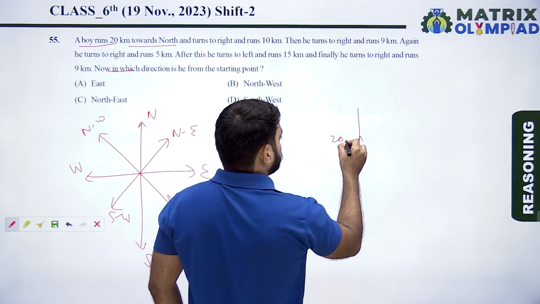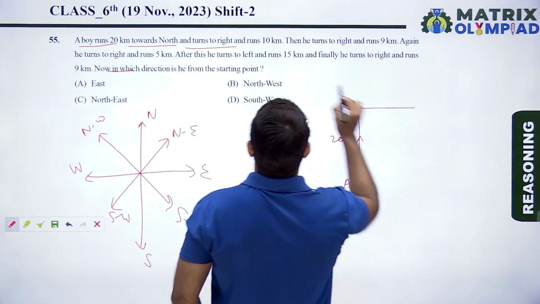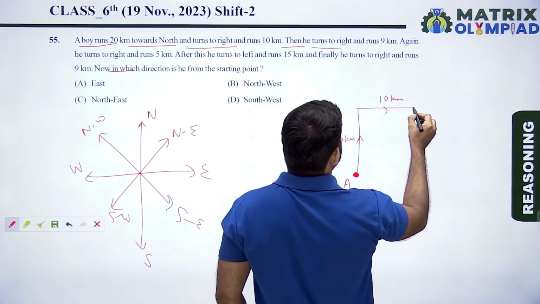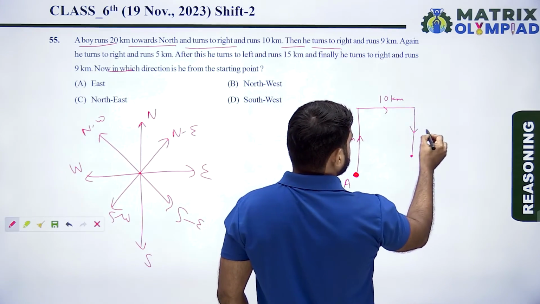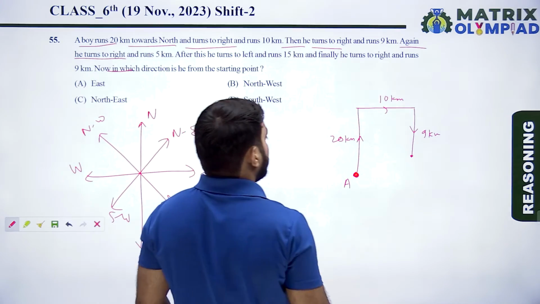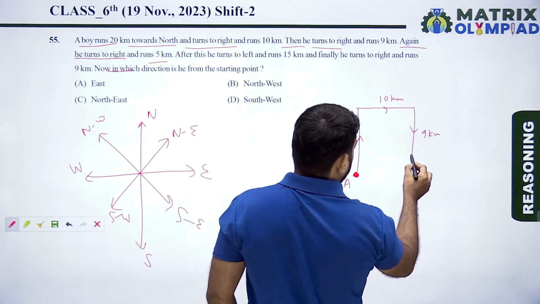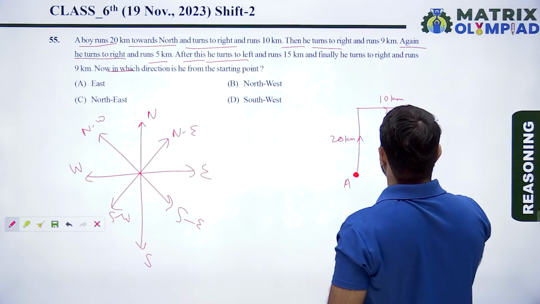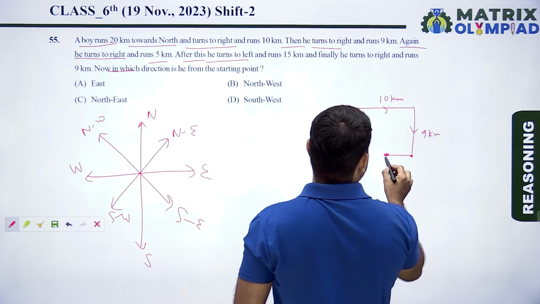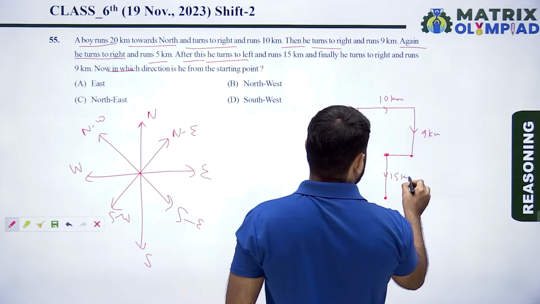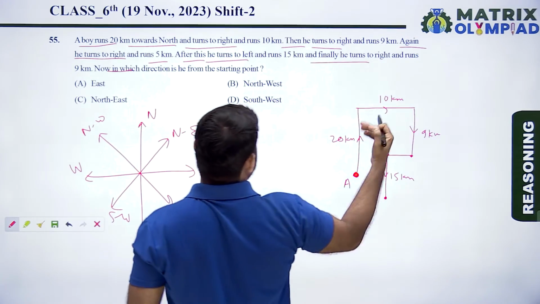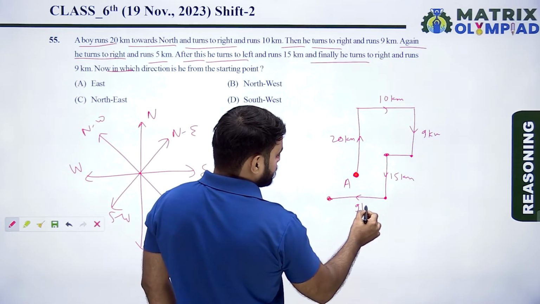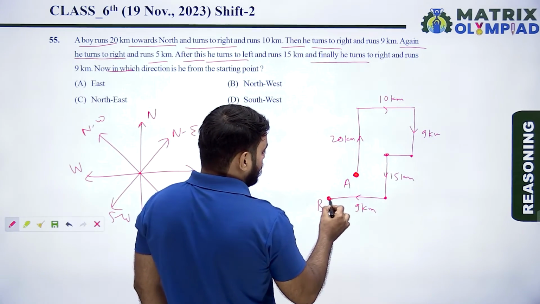He runs 20 kilometers towards north and turns right and runs 10 kilometers. Now then he turns to right. Now again he turns to right and runs 9 kilometers. Again he turns to right and runs 5 kilometers. After this he turns to left and runs 15 kilometers. Finally he turns to right and runs 9 kilometers. Let's suppose B is the end point of boy.